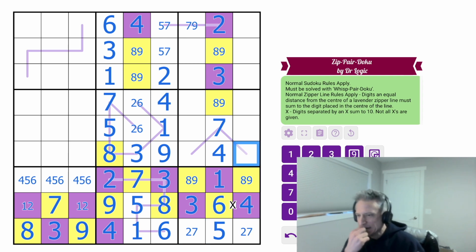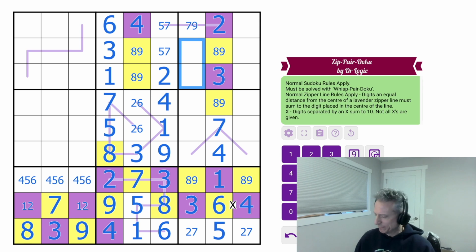That means that's an 8, 9, 2, 7 pair. I don't think we have anything that helps us with that 2-7 pair just yet. No. Oh, I know where the 4 goes. I can pencil in where the 4 goes in box 4.